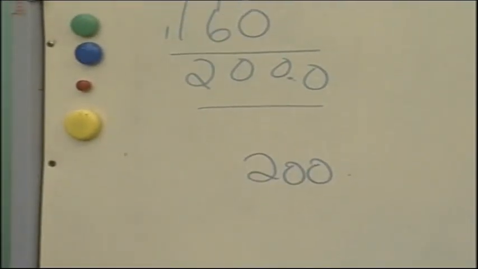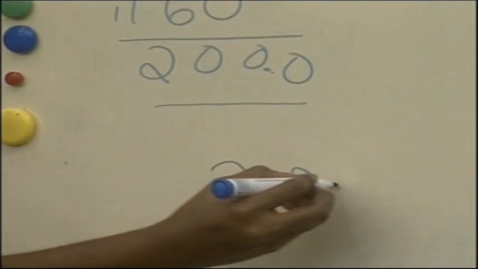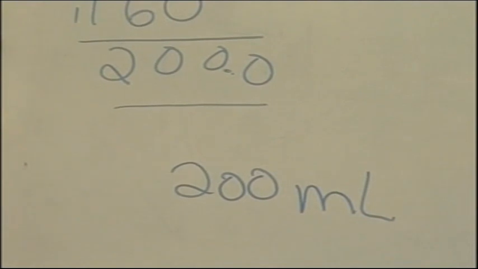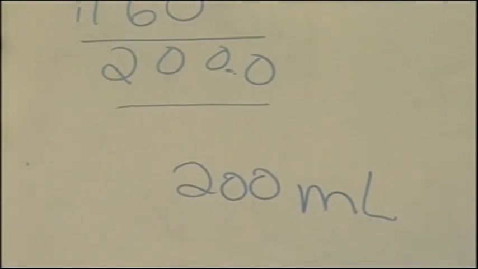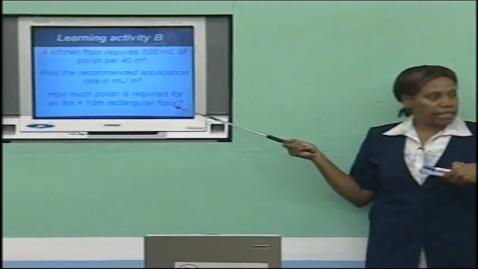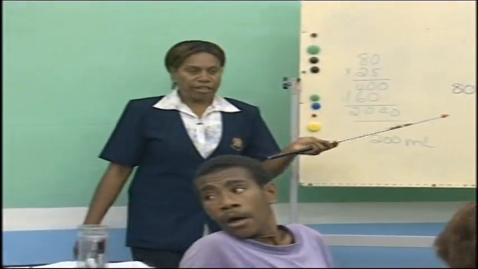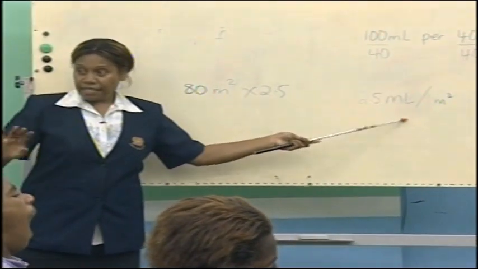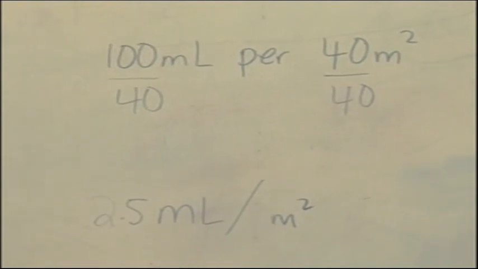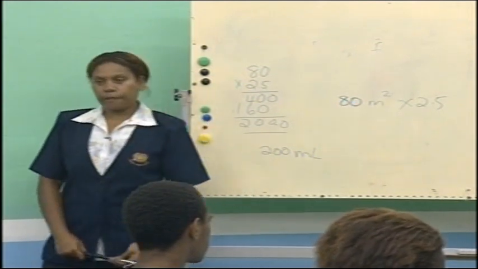200 what? Buffaloes, 200 hippopotamuses, 200 milliliters of polish. The question was asking for polish. How much polish is required for an 8 meter by 10 meter rectangular floor? 80 times 2.5, because we already worked out the rate, 2.5 milliliters for every square meter. So 80 times 2.5, 200 milliliters of polish.